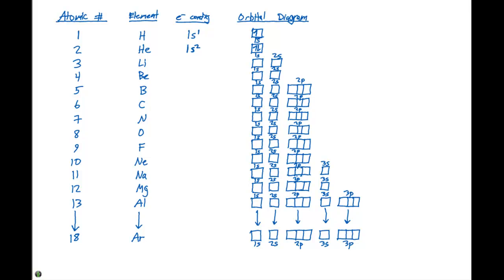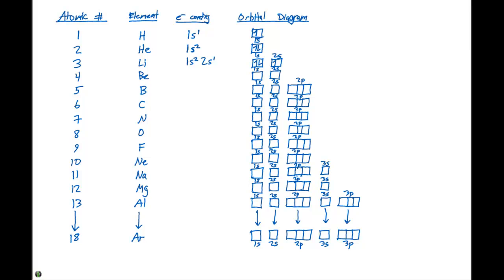When we go to lithium, we're going to completely fill up the 1s orbital with two electrons, and then next in energy is the 2s orbital, and we're going to put one electron in that orbital. So when we draw the orbital block diagram, in addition to filling up the 1s orbital, we also put an electron in the 2s orbital.